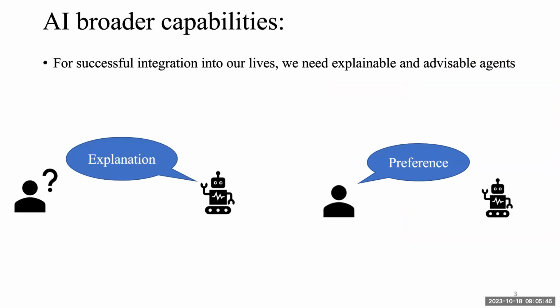For example, these agents must be explainable and advisable. What I mean here is that if the user is confused about the agent's behavior, they must be able to get an explanation for that behavior. And if the user wants to express some preferences to the agent, first of all, there should be means to do that, and then the agent should align with their preferences.